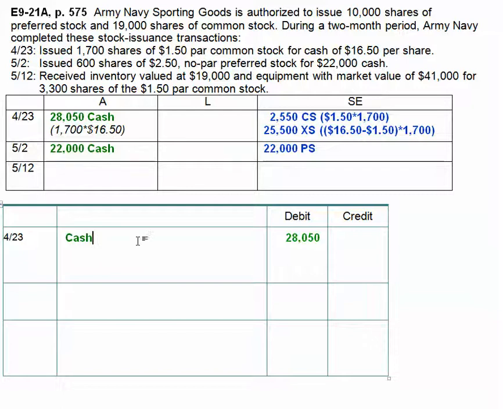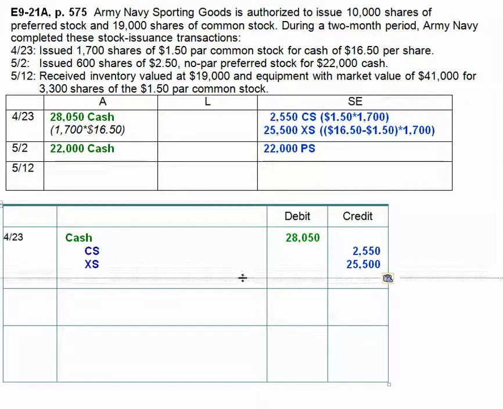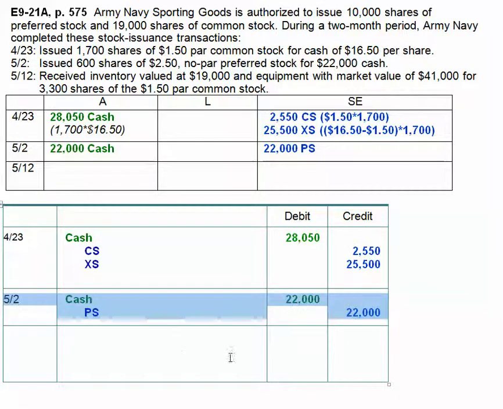Okay. Now I forgot to finish this entry, forgive me. We have the common stock and the excess that also got recorded, and those were credited for, again, 2,550 and 25.5. And now I was going to book the entry we just did, which is the 5/2. We got cash of 22,000, gave up stock 22,000, and that would be the entry.